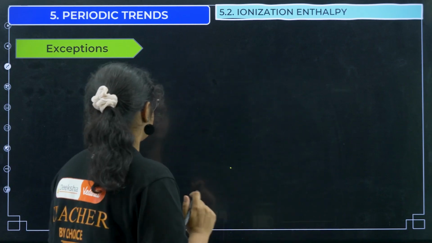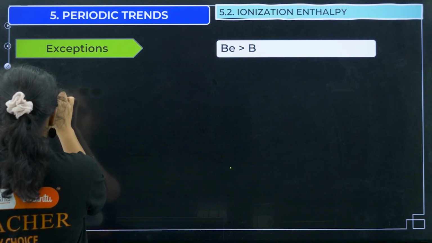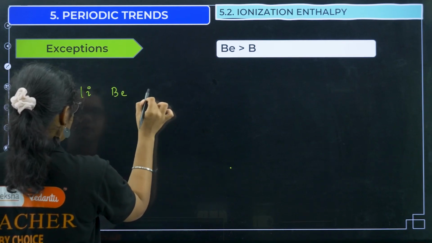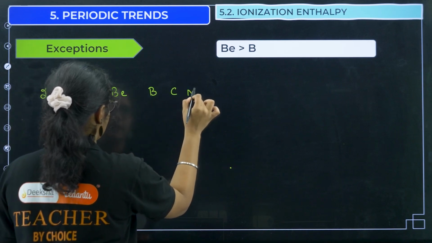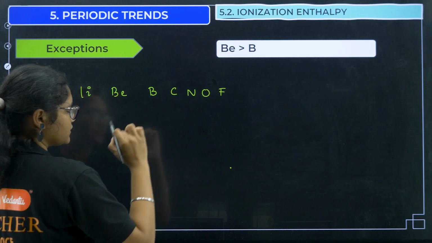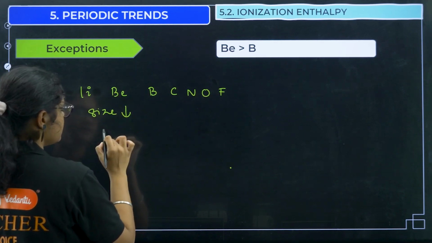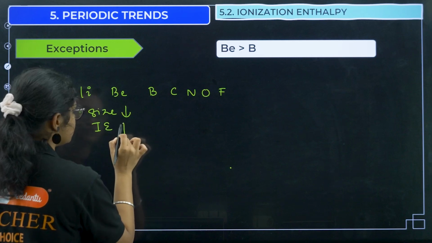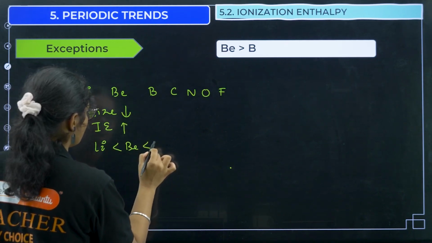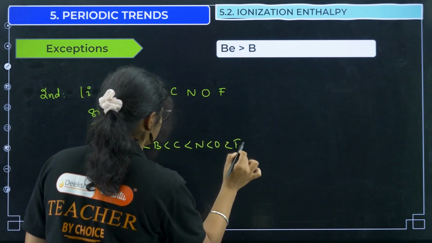So now if you see, the first exception is beryllium and boron. Now see, in the second period, what are the elements? We have lithium, beryllium, boron, carbon, nitrogen, oxygen and fluorine, right? These are all elements along the period. Now along the period, what happens? Size decreases. That means ionization energy should increase. So what should be the order? Lithium, beryllium, boron, carbon, nitrogen, oxygen and fluorine, right?